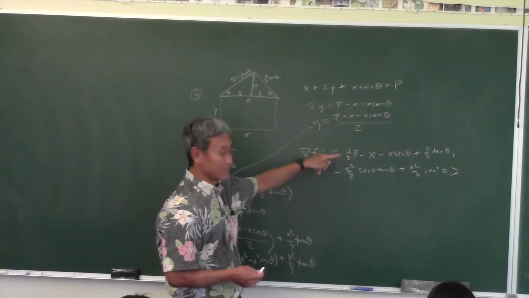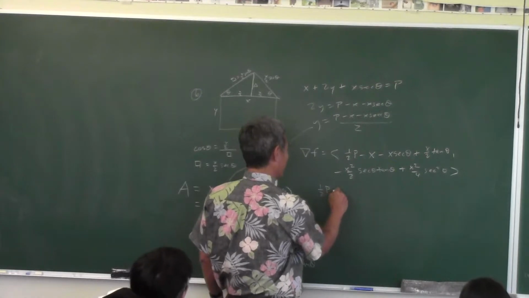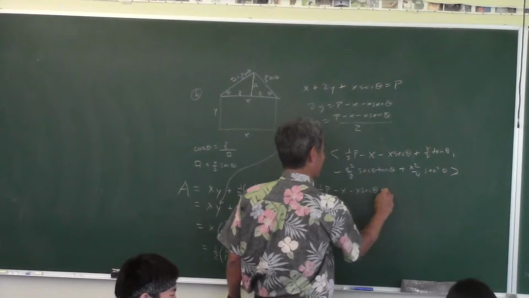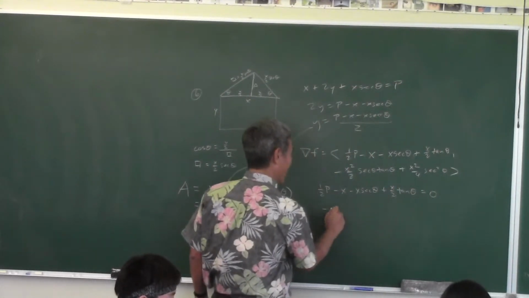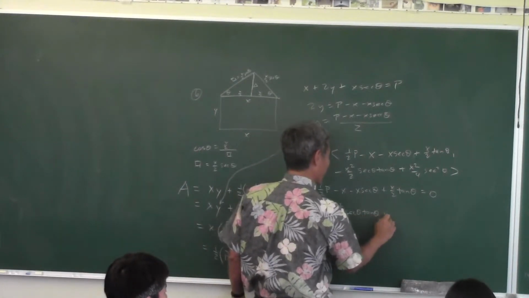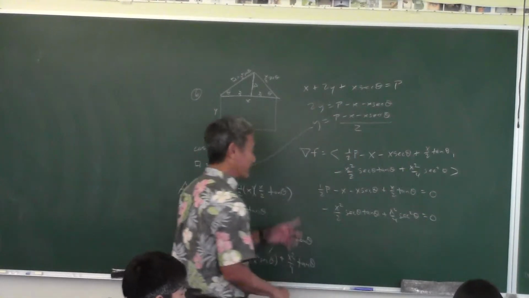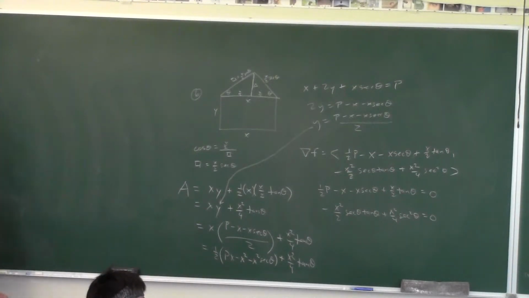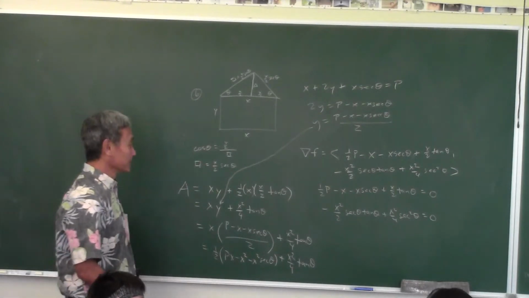You have to set both of these equal to 0, right? So in the first equation, 1/2 p minus x, p is a constant, minus x secant theta plus x over 2 tangent theta equals 0. And then negative x squared over 2 secant theta tangent theta plus x squared over 4 secant squared theta equals 0. And then you have to solve these equations. That's what we did in the other problems, except it never had trig and things like that.